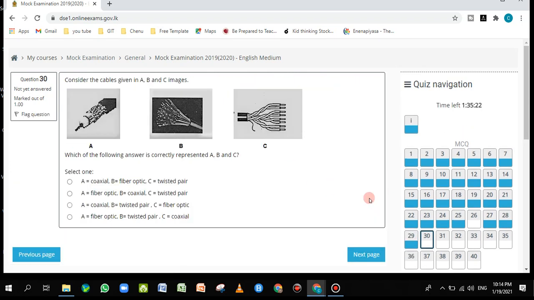It says consider the cables given as A, B, and C. Now A should be a coaxial cable, B I can see is fiber optics, and the third one is a twisted pair. Okay, so you can just go through these answers. It is coaxial, fiber optic, and twisted wire. Now I'll go to the next one.